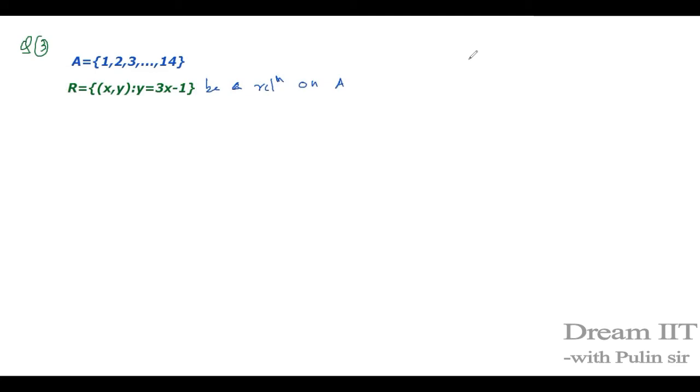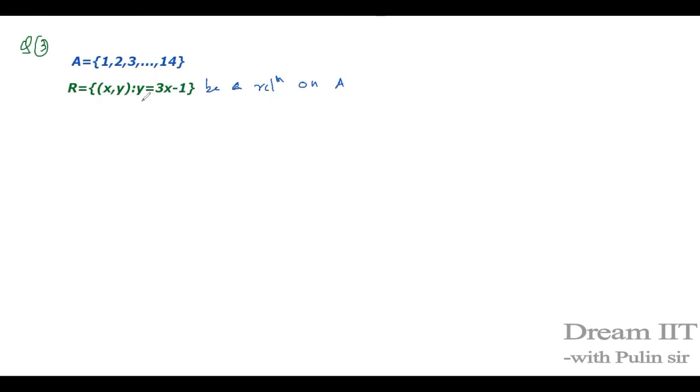See the difference. Earlier we have written from A to B, but whenever we write simply a relation on A, it means it is a relation from A to A itself. That means this time the domain is also A. Sorry, the left side set is also A. The right side set is also A. Same set. So this is a very important point you should remember.